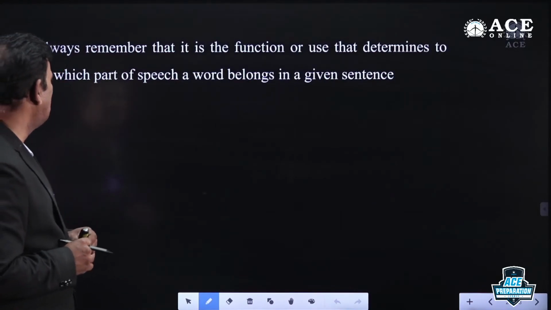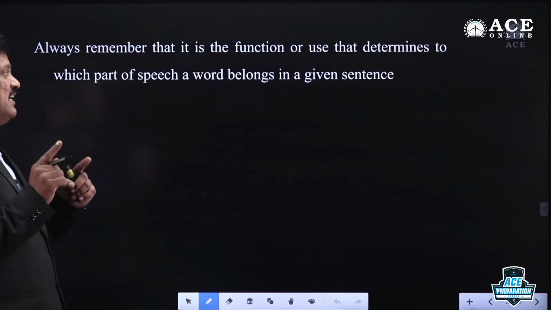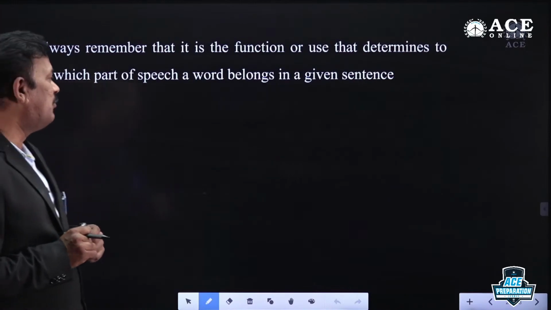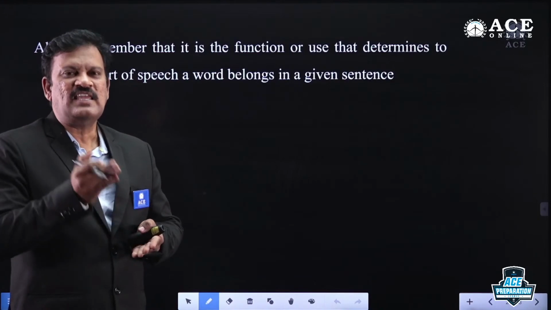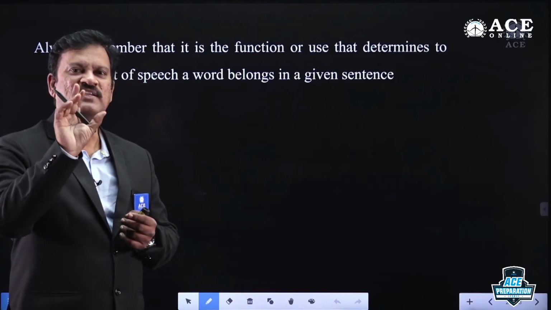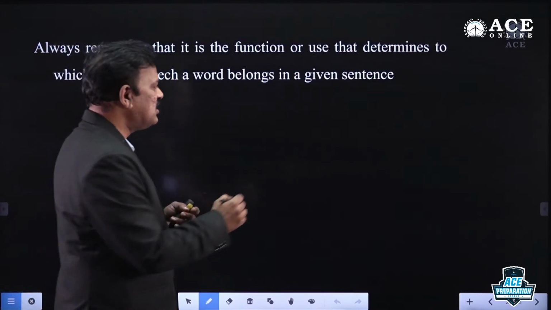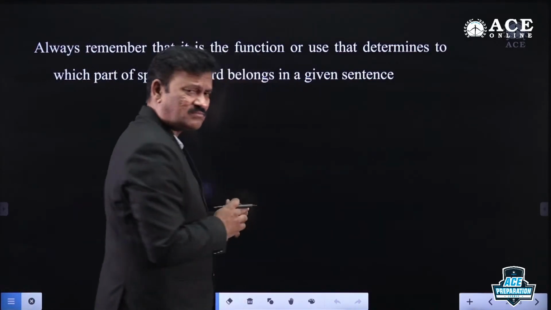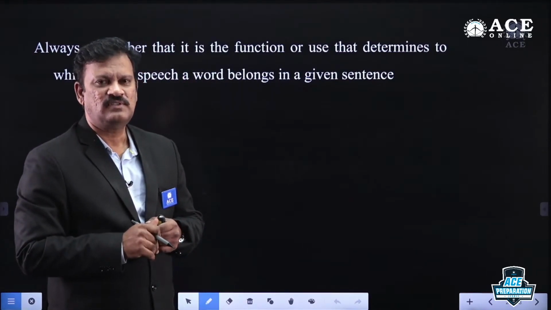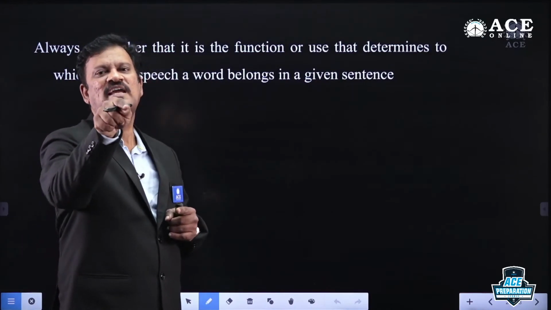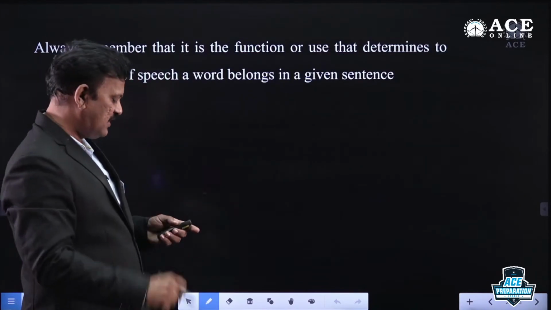Look at this statement. Always remember that it is the function or use that determines to which part of speech a word belongs in a given sentence. What it's trying to say is, see the usage. Don't immediately look at the sentence and say this is noun, this is verb, this is adjective. If somebody asks you a separate word, maybe you can say this can be a noun, but you cannot be very sure. Only in a sentence you can be very sure, sir, this is noun, this is verb, this is adjective. We'll see.